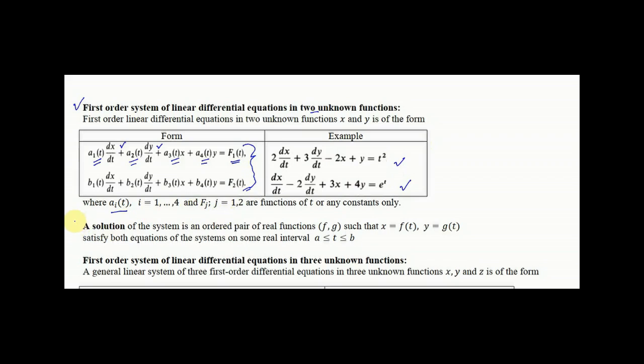Now, what is the solution of this system? A solution of the system is an ordered pair of real functions f, g such that x is equal to f of t and y is equal to g of t. These functions satisfy both equations of the system on some real interval.